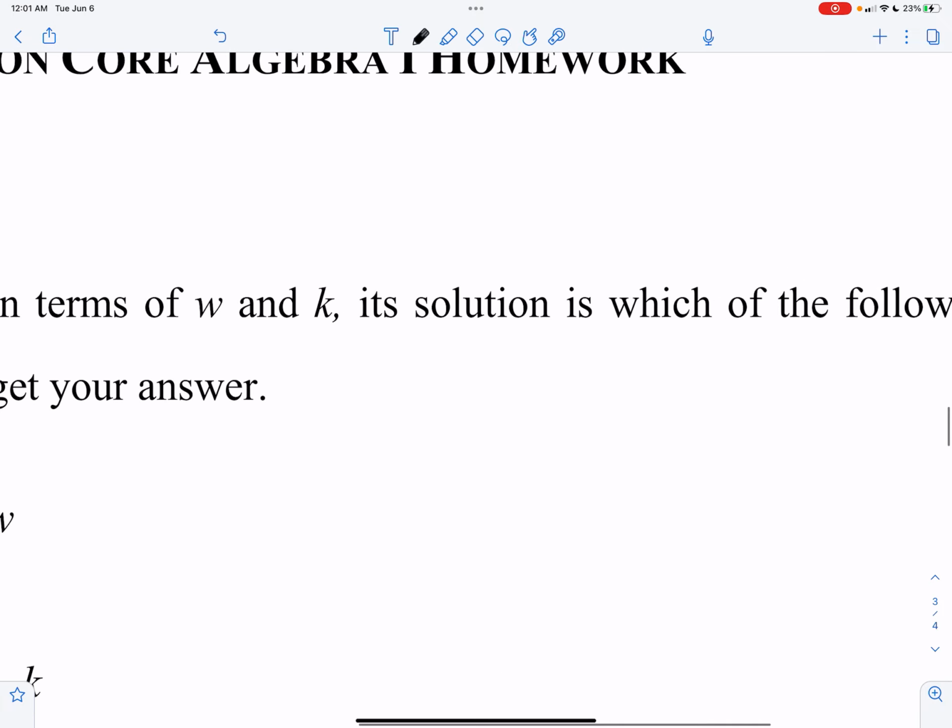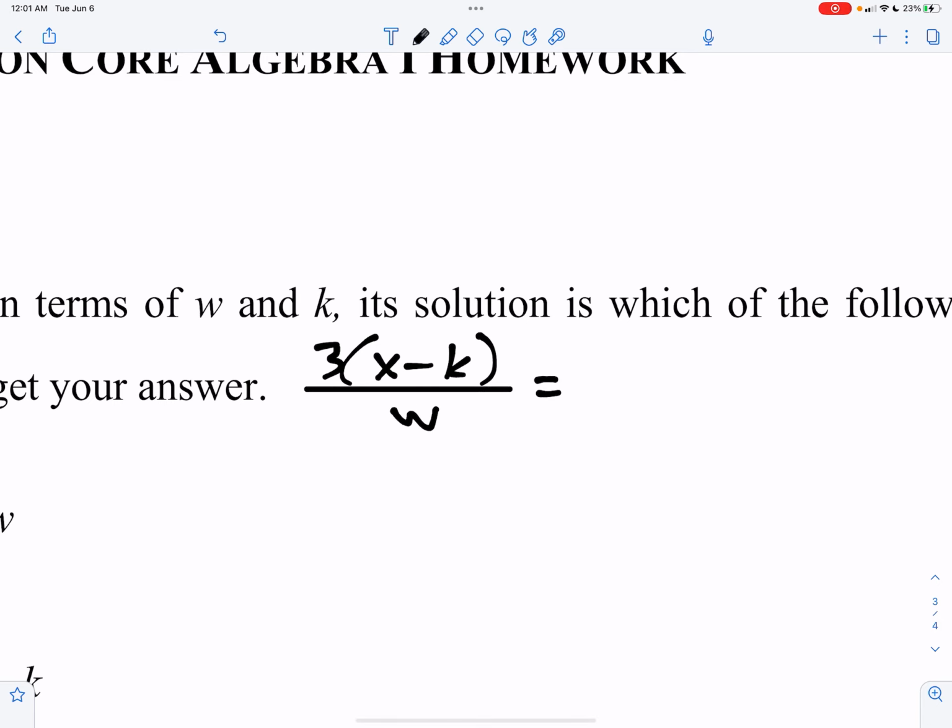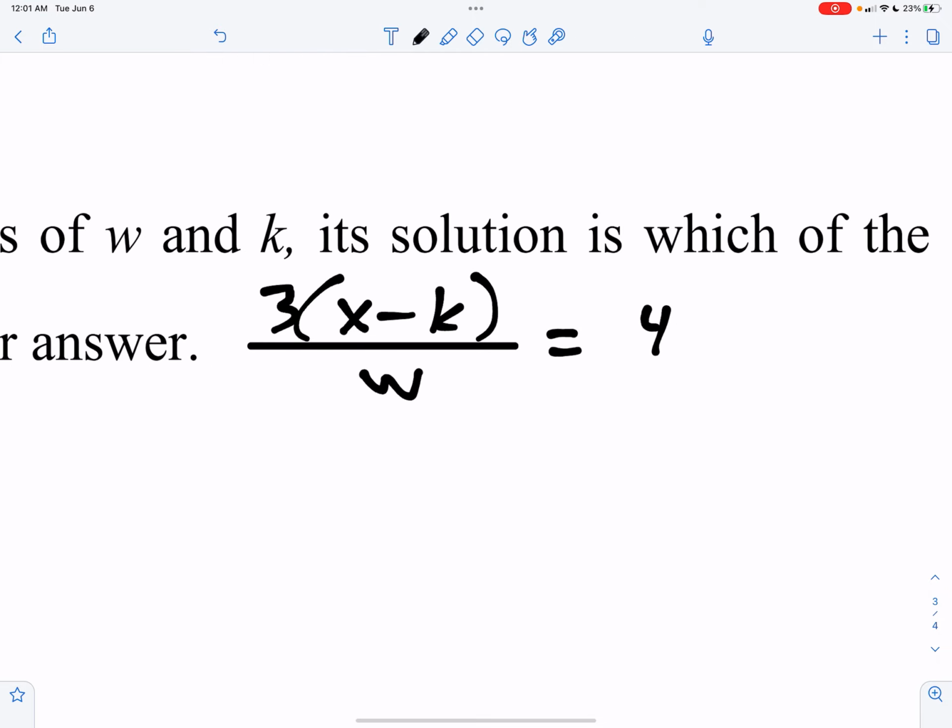Let's write it down. So we have 3 times (x minus k), all over w, and that's supposed to equal 4. If I look at the 3 things, I see x is being subtracted by k, that result is being multiplied by 3, and the whole thing is being divided by w. So I'm focused on the very last thing, which is the dividing by w. That's where I'm going to begin. I'm going to begin by multiplying both sides by w.